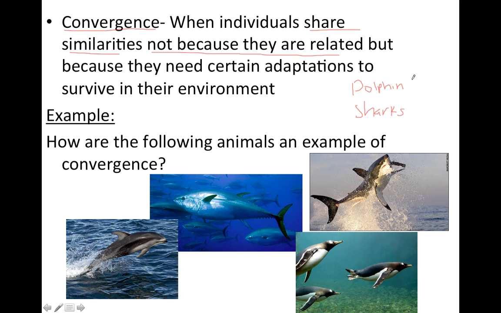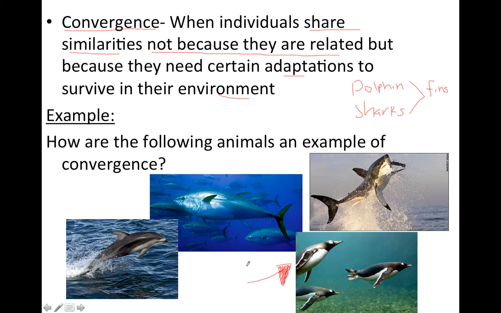Not because they're related, but because they need to adapt to their environment, which is that they live in the ocean, and they need to be able to swim. So their fins are a form of convergent evolution. A couple more creatures down here. We've got also penguins, and these creatures all have fins, but not because they're related. They live in the same environment, and therefore having fins is not due to relationships, but because they all live in the same environment.